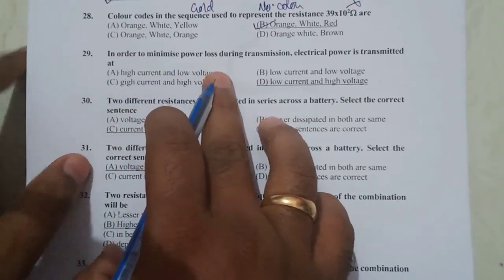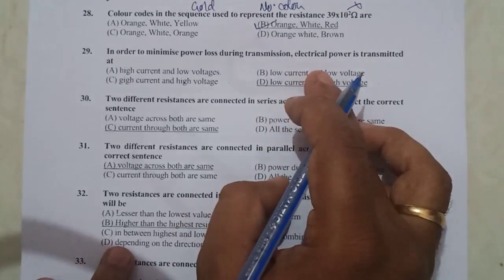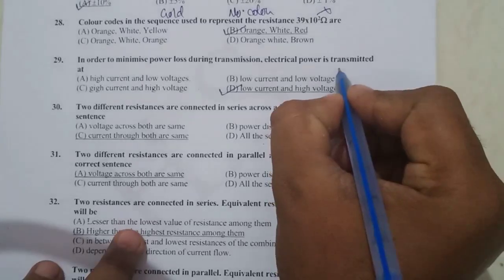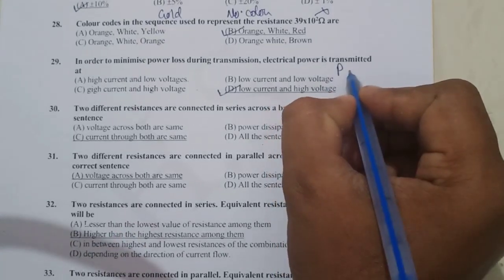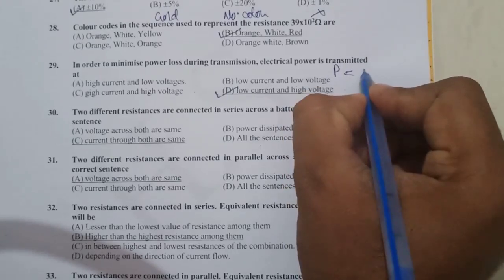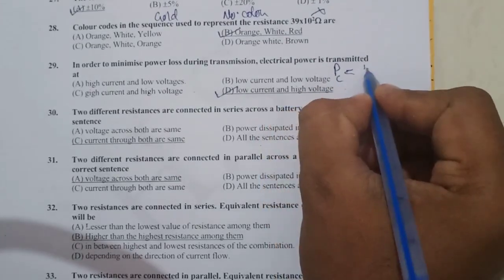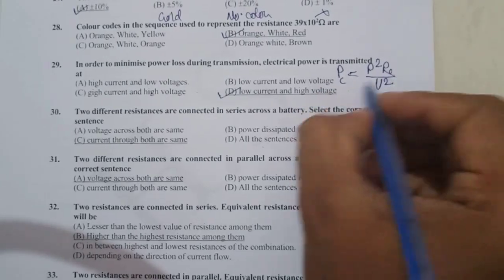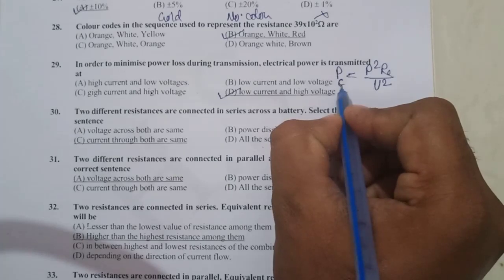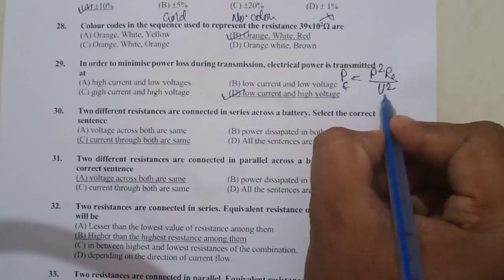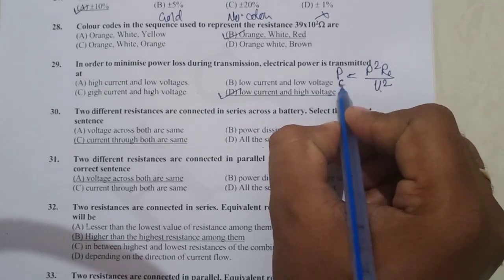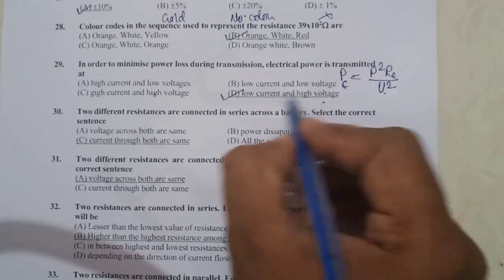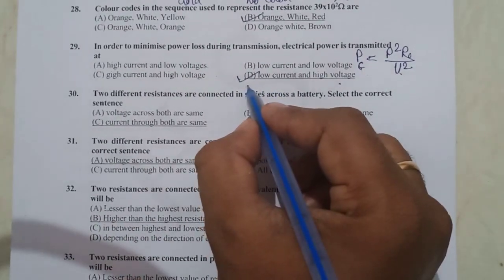In order to minimize power loss during transmission, electric power is transmitted at low current and high voltage. Because we have the relation: power loss P is equal to I square R divided by V square. So if V is increased, the power loss will be less. That means the voltage should be high, and to pass low current at high voltage, option D will be correct.